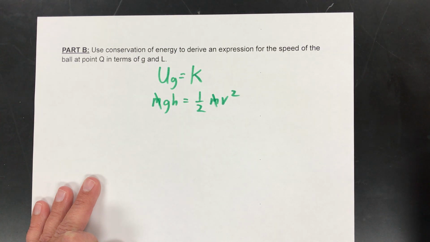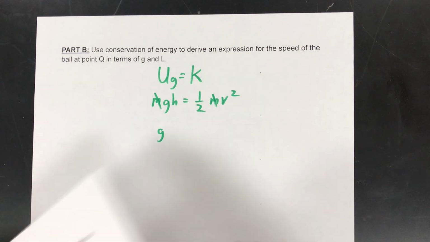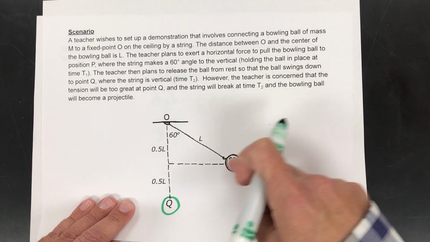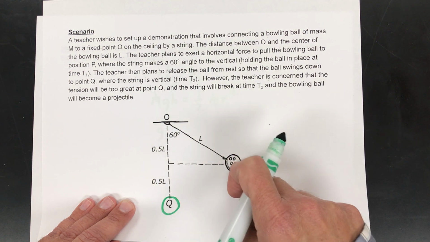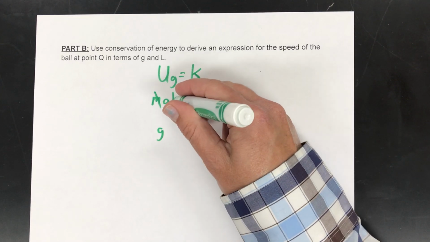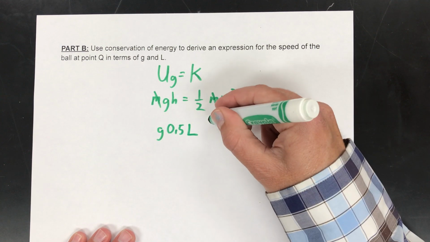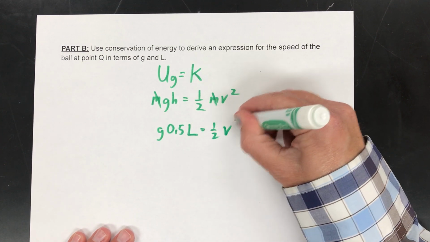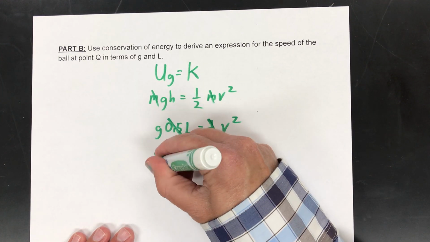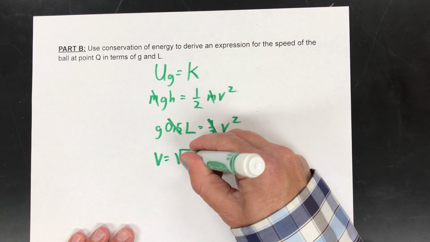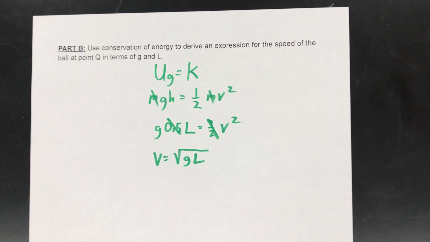Masses on each side cancel. So now let's just plug in for our height. That h there is generic. They tell us here that our height, we can see it right here, is 0.5 times the length of the string up. So that is our height right there. I'm going to plug in 0.5 L for h, and that is equal to 1/2 times v squared. By the way, this 0.5 cancels with that half there. And so now we just need to solve for v. V will equal the square root of gL, since v squared equals gL.